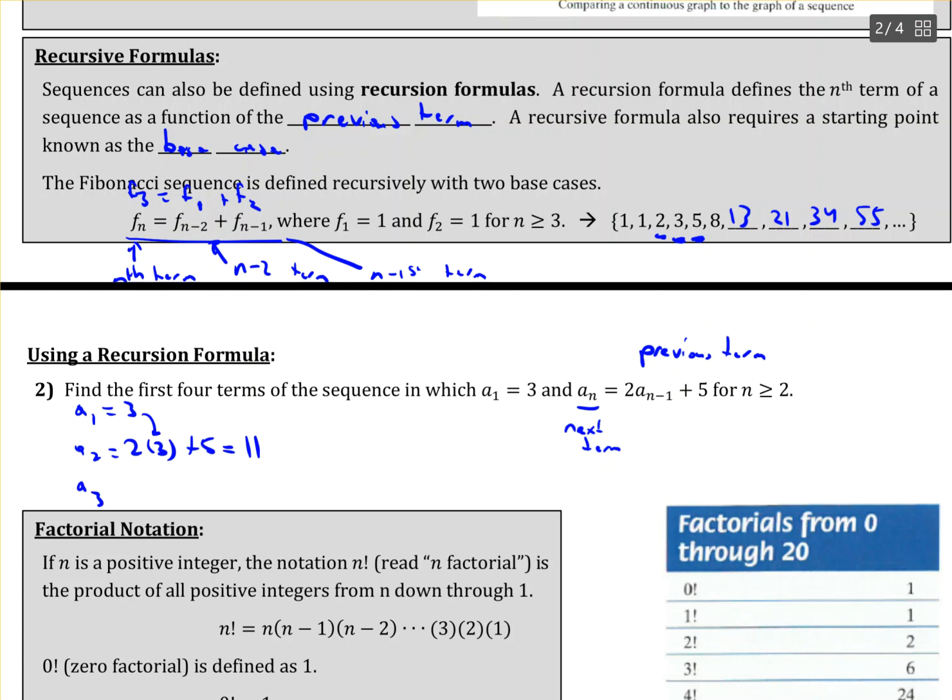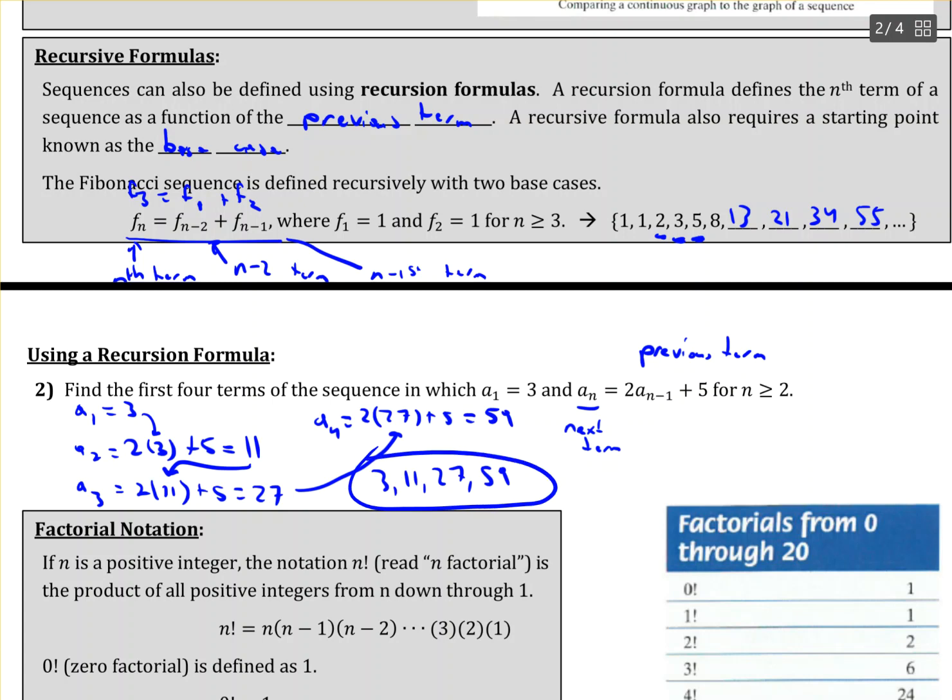Now a3 is going to be 2 times the previous term plus 5, which gets me 27. a4 is going to equal 2 times the previous term plus 5, so I get 59. And so 3, 11, 27, 59 are the first 4 terms of the sequence.